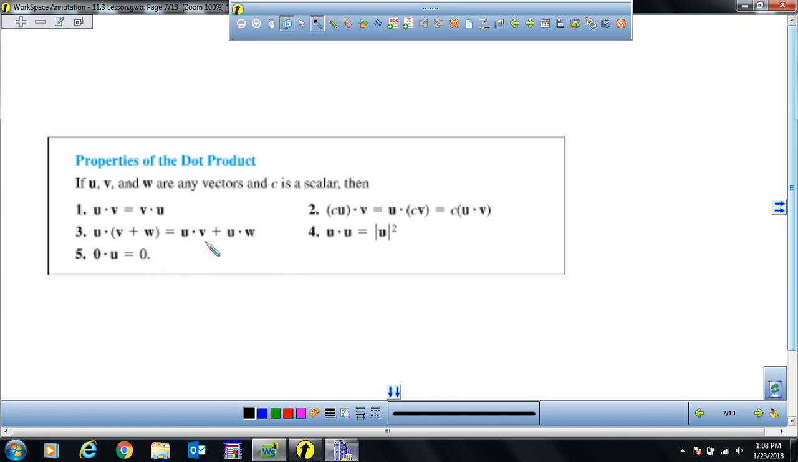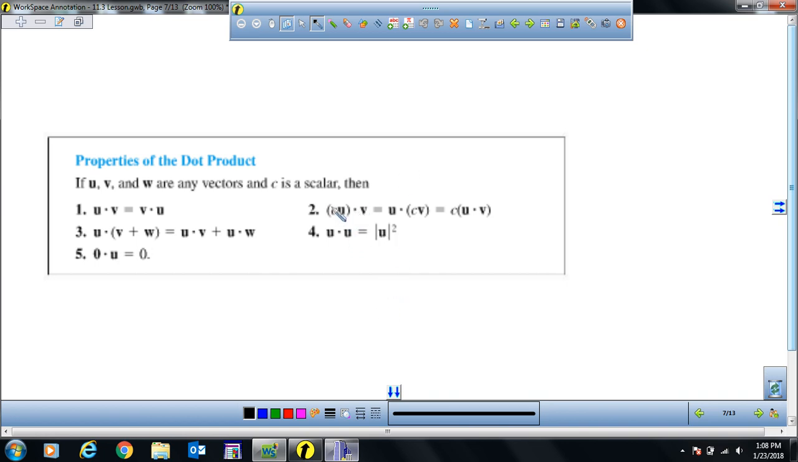Another property is that the dot product of 0 times any vector is going to give you 0. And the next one is that the dot product of a vector and itself is going to be the same as the magnitude of that vector squared. The dot product of a vector with itself will be the same as the magnitude of the vector, but squared.